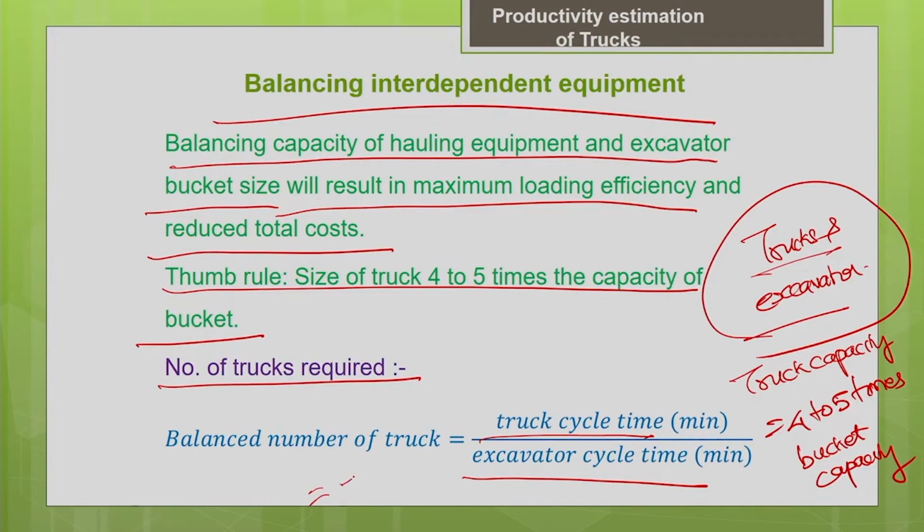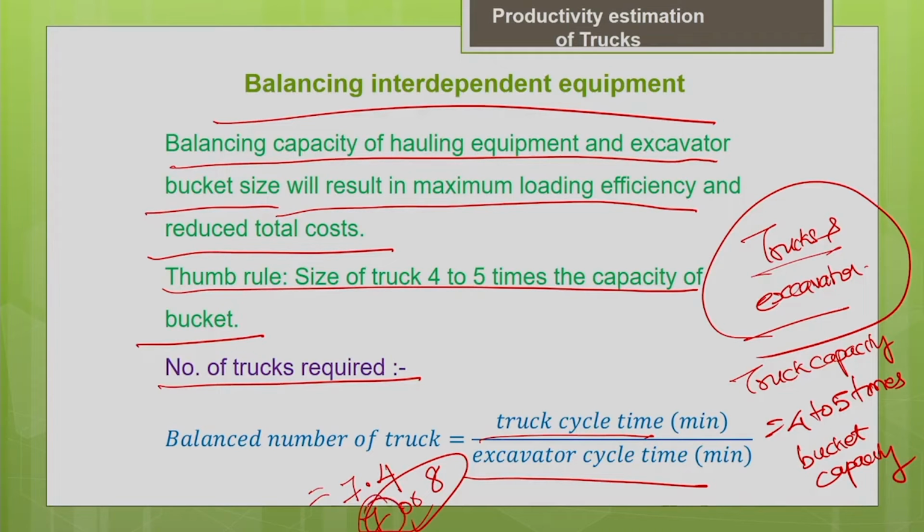But more often you may not get a whole number. Say for example, I am getting the balanced number as 7.4. Whether I should round it to 7 or round it to 8 trucks, we have to decide. How to decide that? We have to work out the economics.